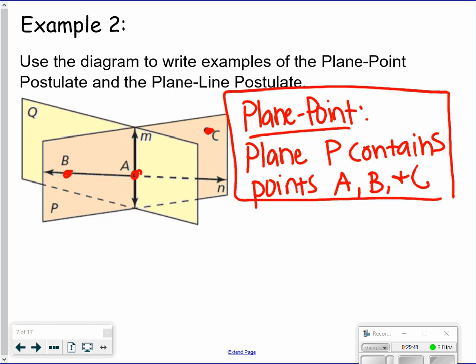For plane line, okay, for plane line, that one states, I gotta find this here, plane line, if two points lie in a plane, then the line containing those points lie in the same plane. So this is how I'm going to say this one. So I'm going to find 2 points and a line. So I see B and A. What I'm going to say is B and A lie in plane P, therefore the line BA, or line N, is also in plane P.